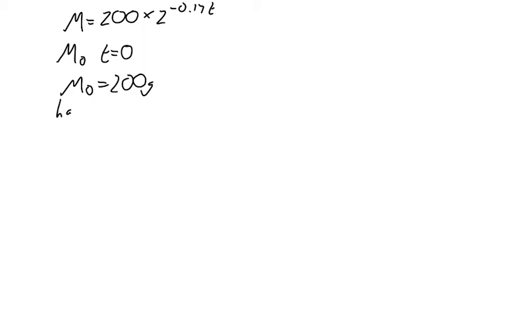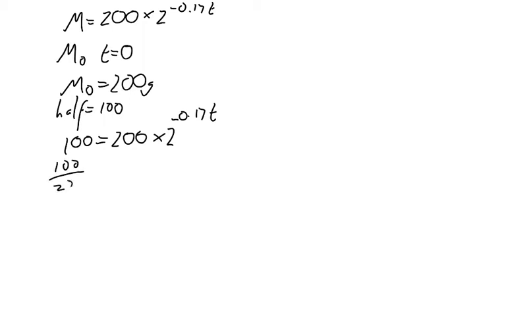So half is equal to 100. So we have 100 equals 200 times 2 to the power of negative 0.17 T. Alright, so we divide both sides by 200 before we start. So we've got 100 over 200 equals 2 to the power of negative 0.17 T. Alright, so we can simplify this. So that becomes a half equals 2 to the power of negative 0.17 T.